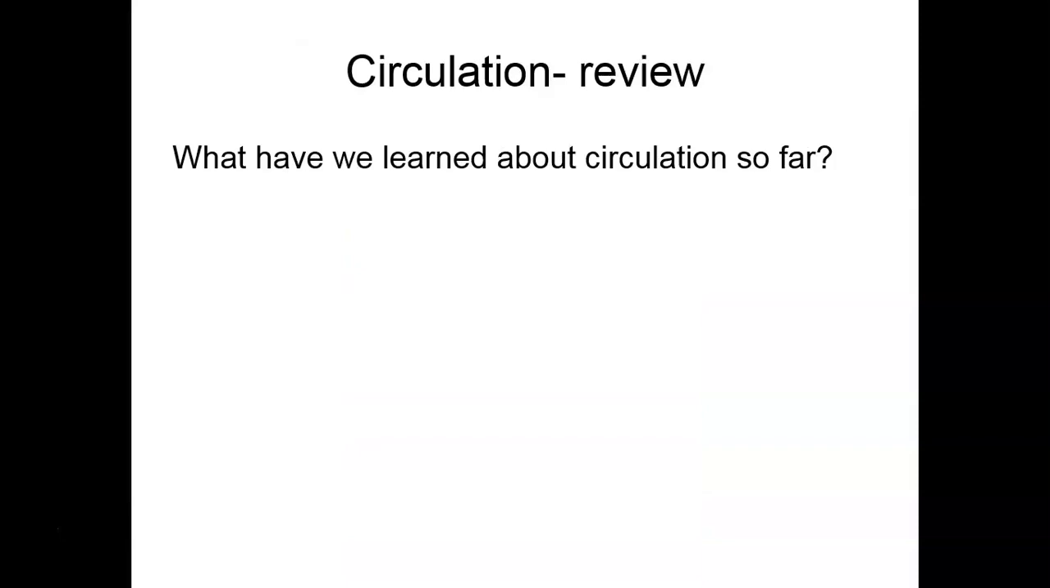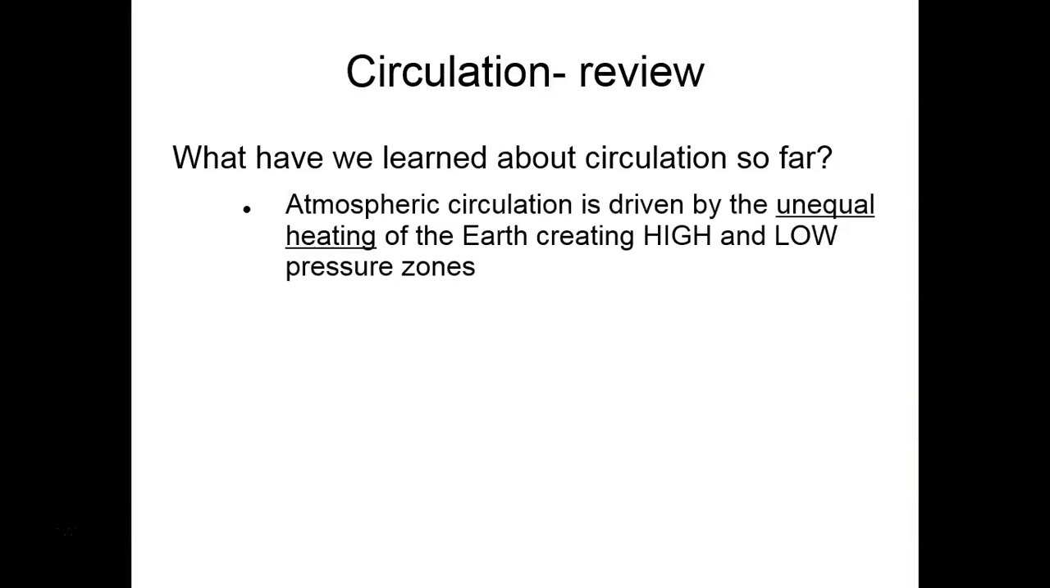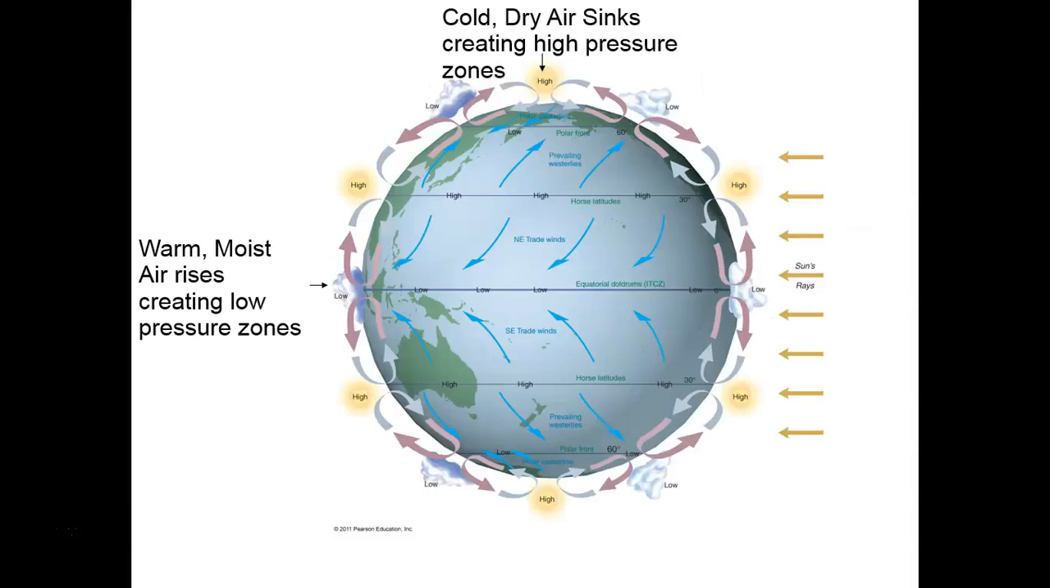Okay, so let's do a little bit of review on circulation, talk about what we've covered so far. Our first topic was on atmospheric circulation. Atmospheric circulation is driven by the unequal heating of the Earth, which creates high pressure zones and low pressure zones. And it's those high and low pressure zones that end up creating our wind patterns. So we have air rising and creating low pressure zones, and air falling and creating high pressure zones. And then with that circulation from the rising and falling air, we have the prevailing winds.